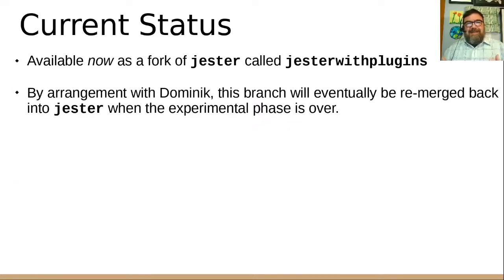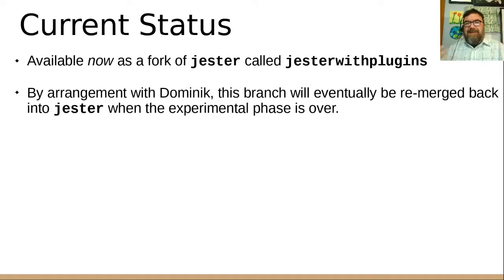So, current status of this. Right now, this is a fork of Jester called Jester with Plugins. I'm in arrangements with Dominic, who's the person who's managing the main Jester library. Because this thing is going to be monkeying with a lot of the internals of Jester, we're basically keeping this in a separate fork. This fork is available on Nimble right now, so you can download it and play with it. It is experimental, but you can use it right now, and some of these plugins already exist. In fact, they're on Nimble as well.